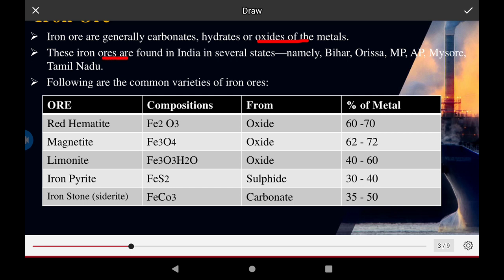These iron oxides are found in several states of India, namely Bihar, Odisha, Madhya Pradesh, Andhra Pradesh, Mysuru, and Tamil Nadu. Following are the common varieties of iron ores.